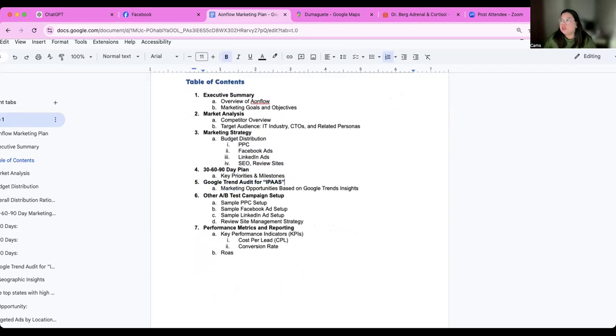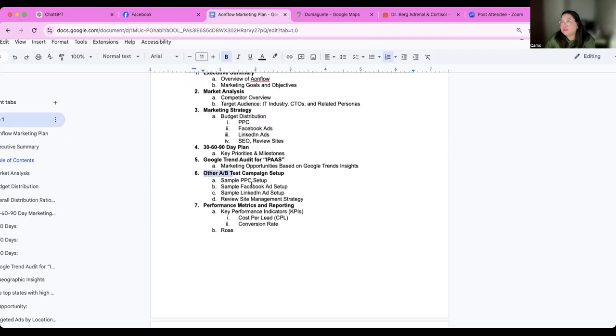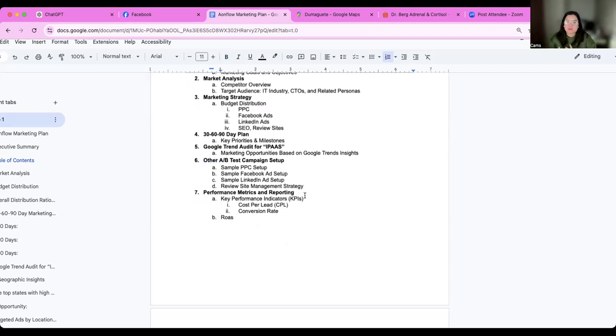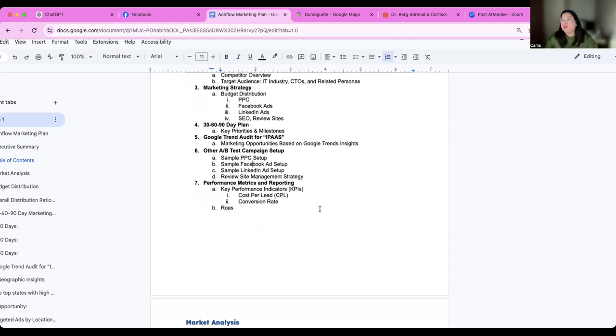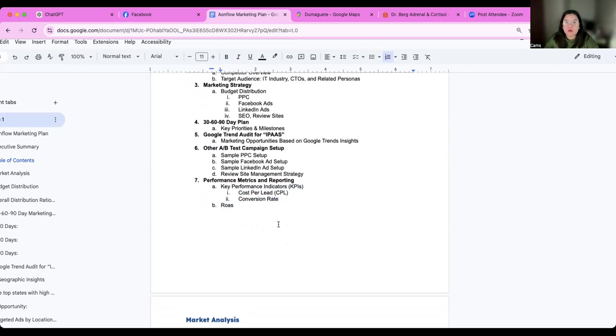So IPA stands for Integrated Platform as a Service. So they're a cloud-based system. So I understand yung mga keywords and then interest throughout the service or product they're offering. And I also included here some A/B test campaign setup so they can see how I tested, just in case we collaborated together. And lastly will be, of course, the performance metrics and then reporting: the CPL, conversion rate, and then ROAS. ROAS stands for return on ad spend. So how many clients have been converted from the ad spend that you spend on ads.